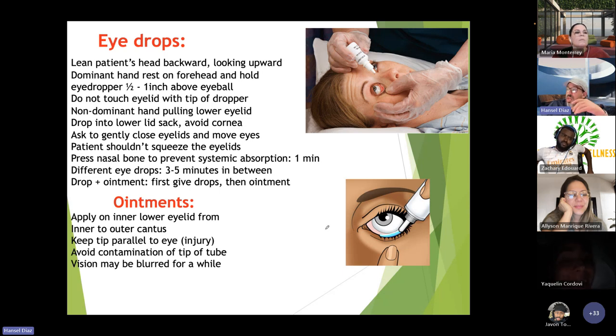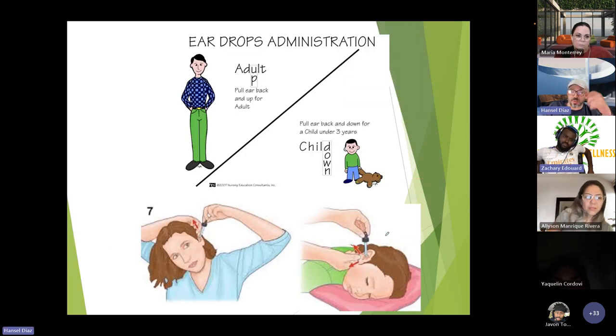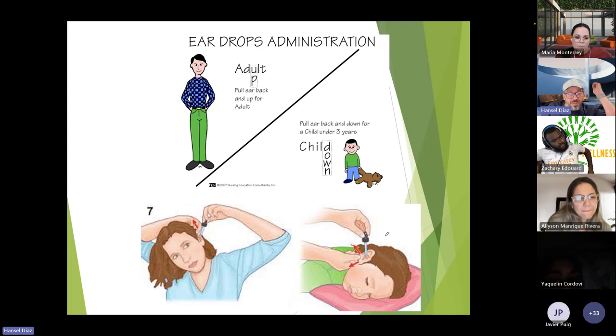And you gently close the eyelids and you move the eyes. Patient shouldn't squeeze the eyelids. Ointments, they are done there. You see it there? This is self-explanatory, guys, right? Eardrops, this confused the hell out of people. In adults, you pull the ear back and up. In kids, you pull the ear back and down. Right, back and down.